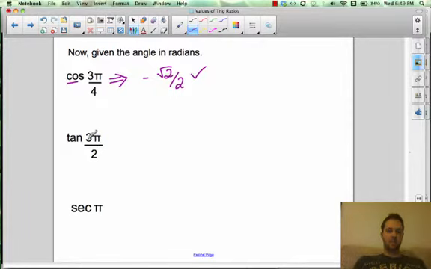Okay, so the tangent of 3 pi over 2. Again, similar situation here. Tangent, we take the y value and we divide it by the x value. So find 3 pi over 2, sorry.